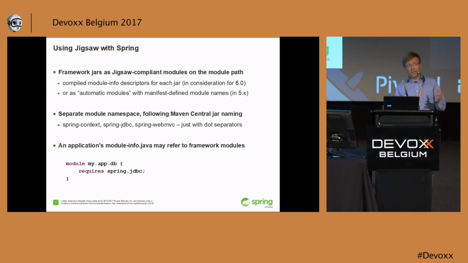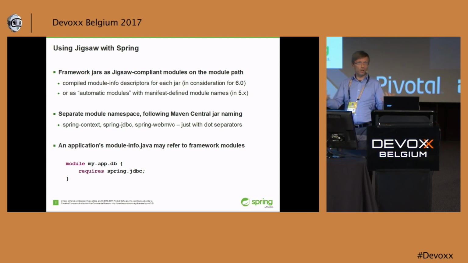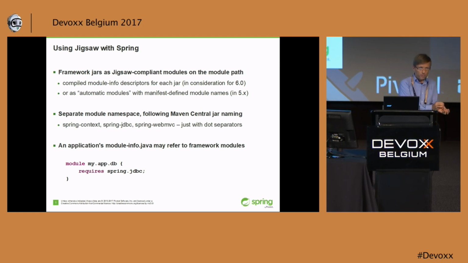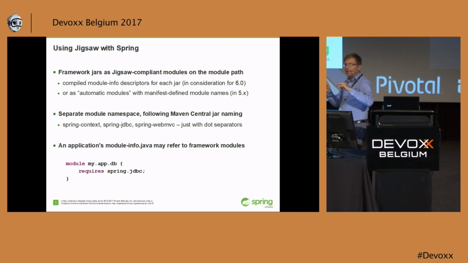In JDK 9, there's the module path, a much more controlled way of deploying, essentially, jar files to the JVM. So by putting the very same jar, not onto the class path, but onto the module path, you're basically opting into the Jigsaw rules, the module path rules. Every jar file is going to be wrapped into a module at runtime.